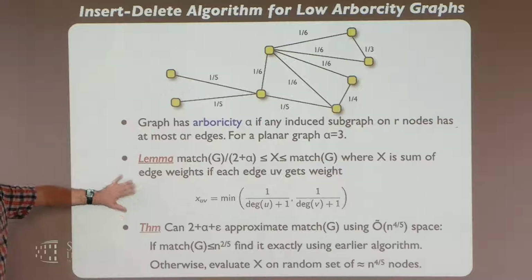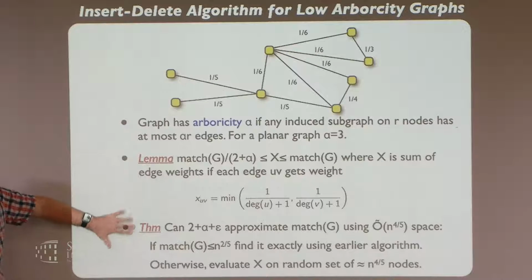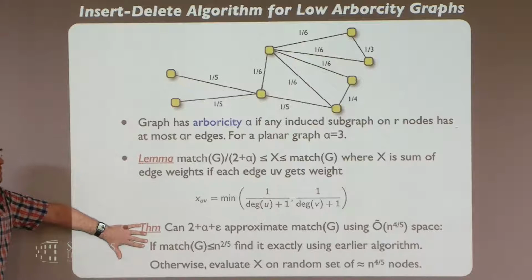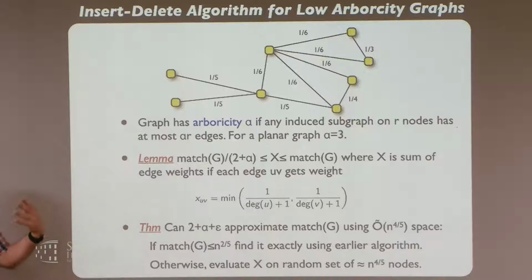Briefly, you can use this sort of idea to get a 2 plus alpha approximation to the size of the maximum matching in a low arboricity graph using space roughly n to the 4/5. The basic idea is if the matching is small, you just use that algorithm I just showed you via sampling. And if the matching is large, the following approach works.